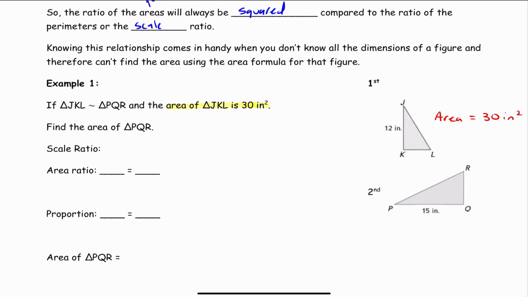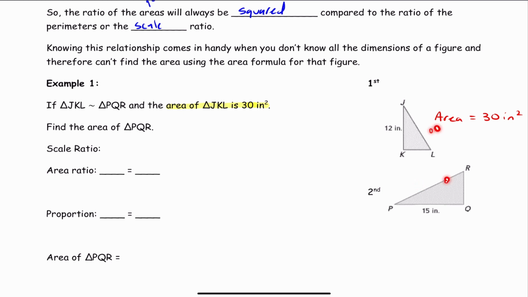Now, this means something. Again, it says knowing this relationship comes in handy when you don't know all the dimensions of a figure. So I'm going to look at this figure here. I don't know all the dimensions. I'm talking about the side lengths here. I have this 12 inch side length here, but I don't know what this side is, and I don't know what that side is, and the same can be said for the second figure, where I only have this 15-inch side length, but nothing here and nothing there.